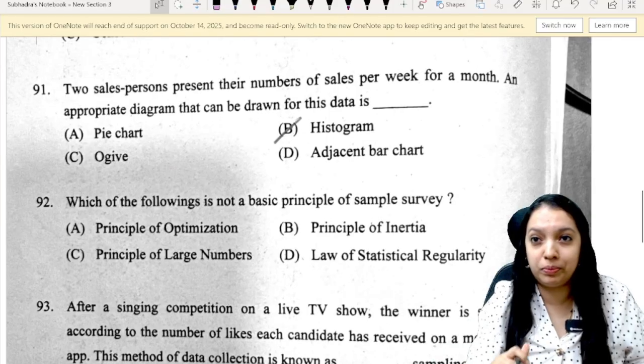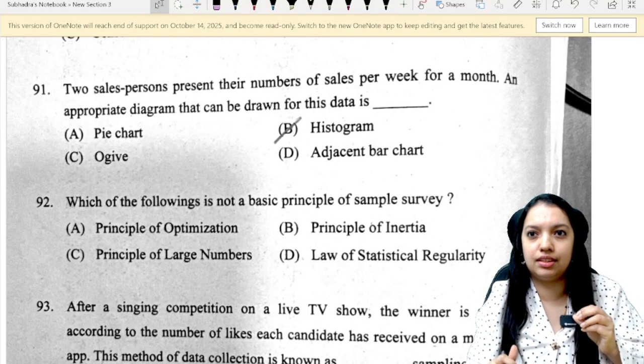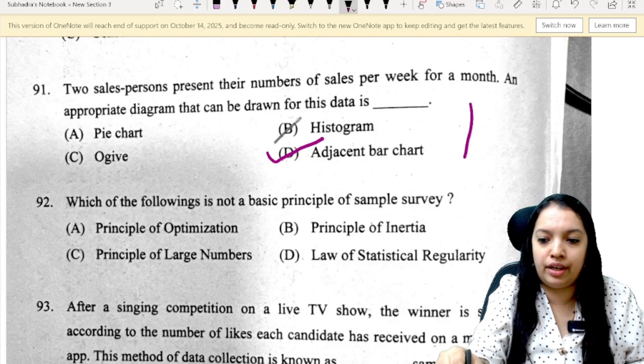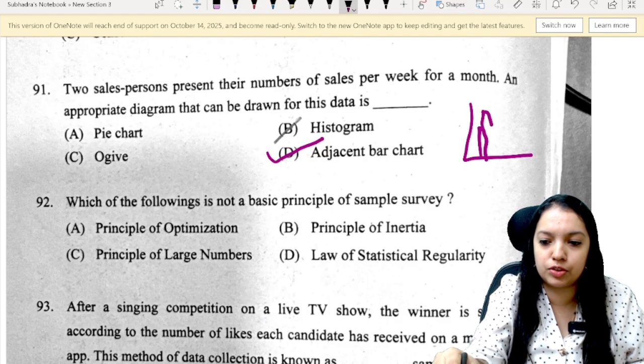Next, 2 persons are giving their sales information. This has to become an adjacent bar chart, where you draw this is for person 1, this is for person 2, this is for person 1, this is for person 2.